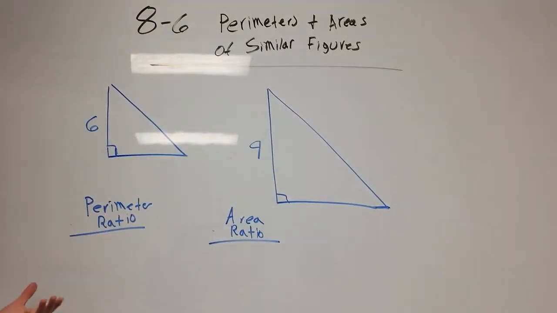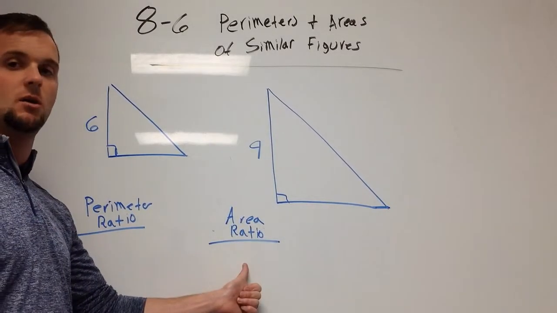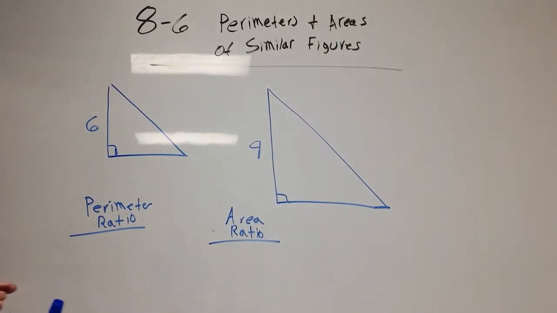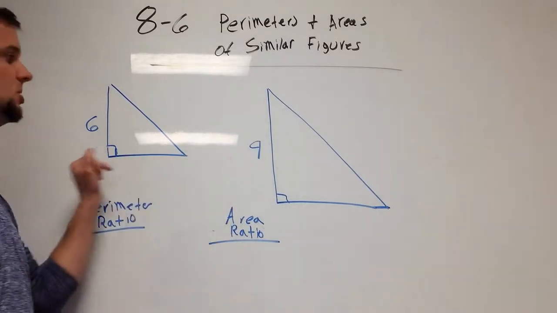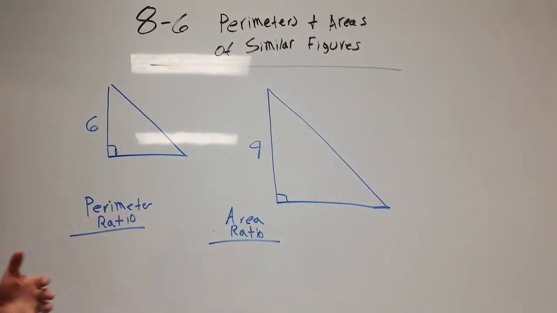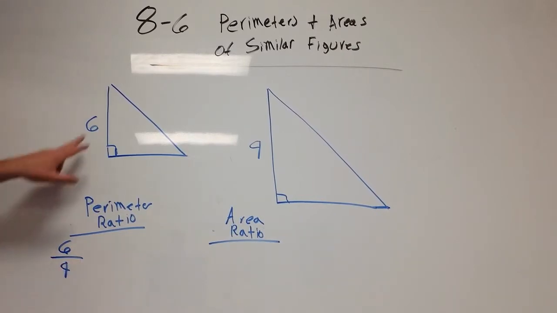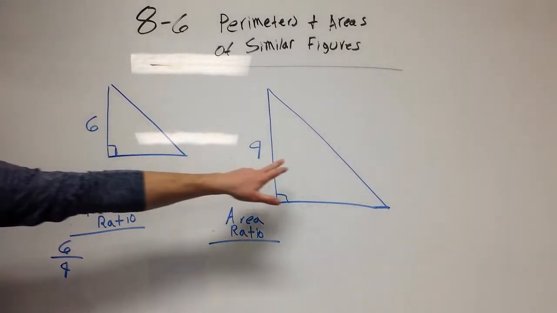So basically all I have to do in order to use these is I'm going to find something called a perimeter ratio and then an area ratio, and then I'm going to show you how to use those here in a second. So first, to find a perimeter ratio, all I have to do is take my two dimensions and put them over each other to create a ratio. So I'm going to do 6 over 9. So I'm going to do the smaller triangle to the larger triangle.